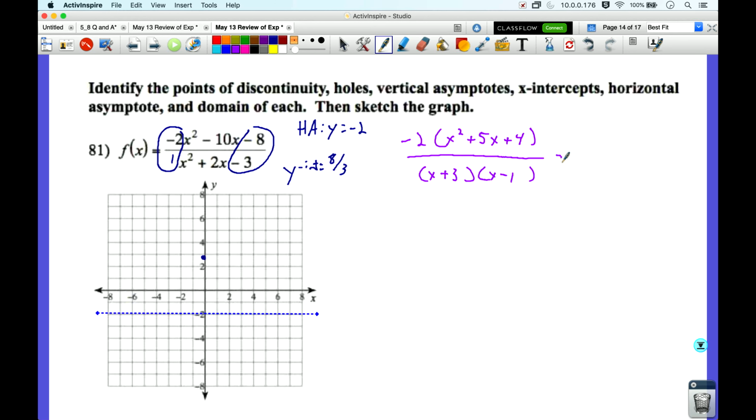All right, let's finish factoring the top there. So negative 2 times, now I need two numbers that multiply to be 4 but add to be 5. That's going to be a 4 and 1. All right, nothing cancels, so we have no holes.